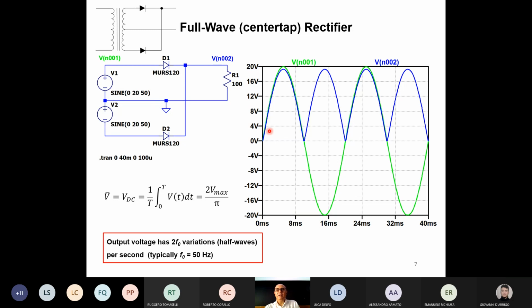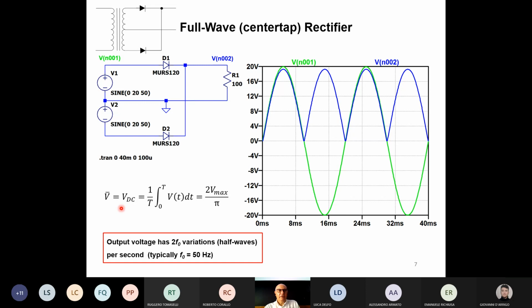Okay, so now I have basically this blue line, which represents the voltage across the resistor R1. If you see, now there are two half waves, both of which are positive. The situation has improved greatly if you consider what happened before. During the negative voltage for the generator V1, in the past we had 0, now we have another positive peak.